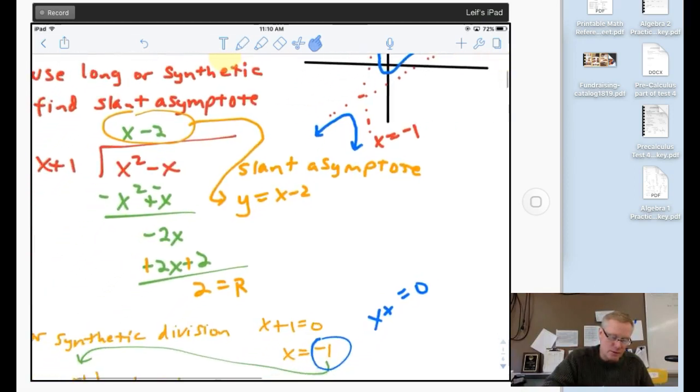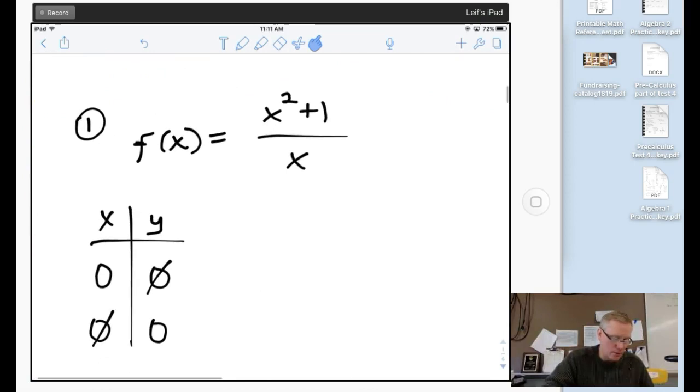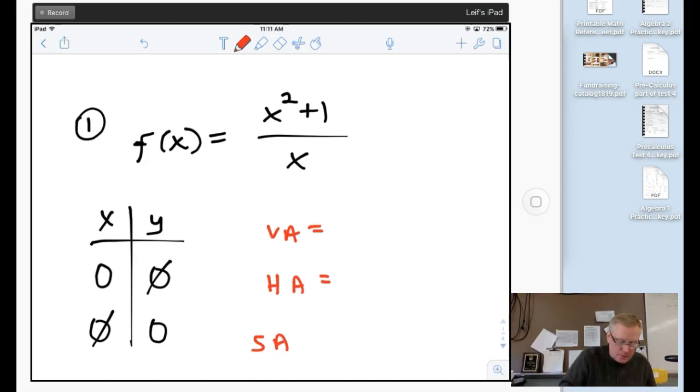Anyway, that's how you do these. So that was an example problem. I'm going to do the real one, start with this one. The first thing I'd like to find is the vertical asymptote, horizontal asymptote, and the slant asymptote. So I have potentially three of them.